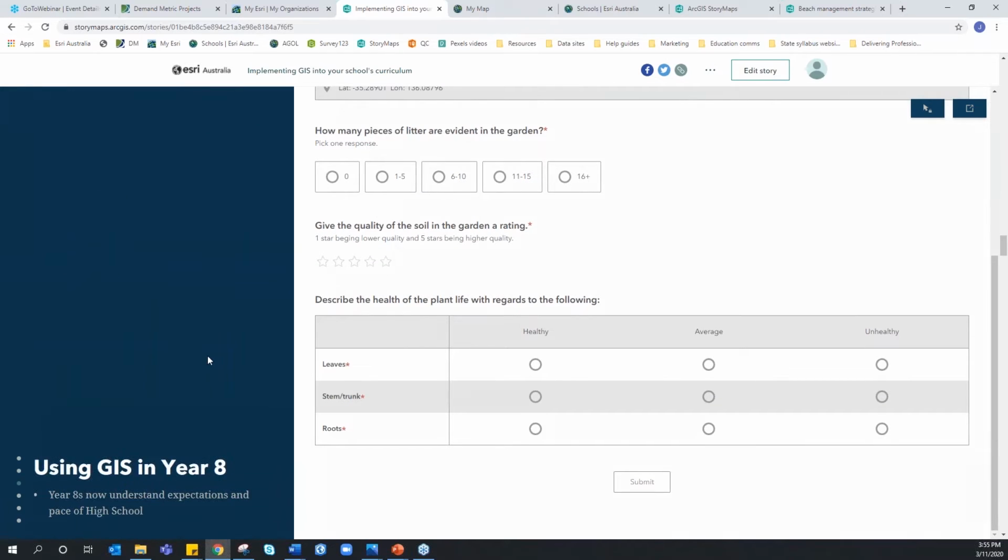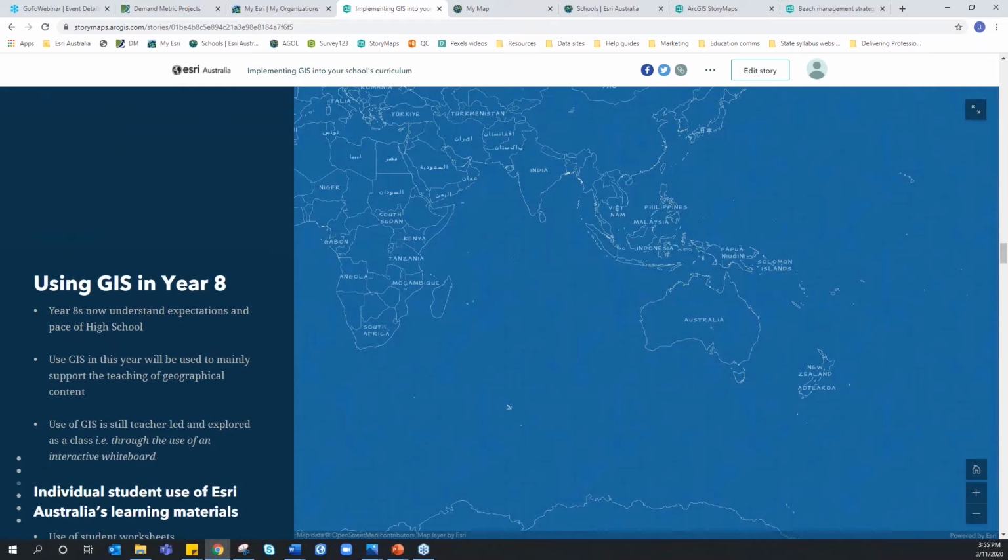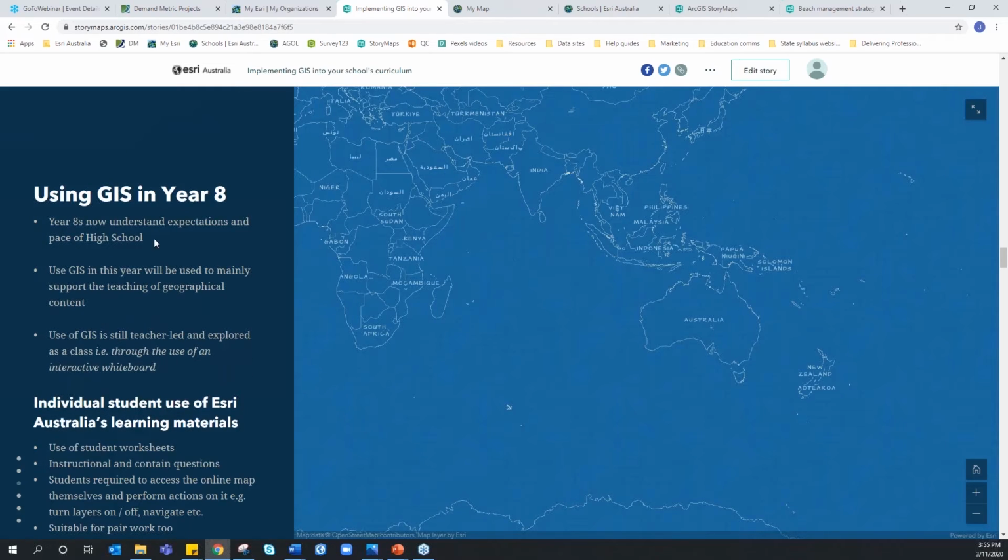Moving on to GIS in Year 8. Again, let's keep going with the scenario. The Year 8s now understand the expectations and the pace of high school. Hopefully they've got that down pat. We're not babying them anymore. They don't have their core class groups that they might have had for maths, science, geography, and history. They're now in random classes all of the time.